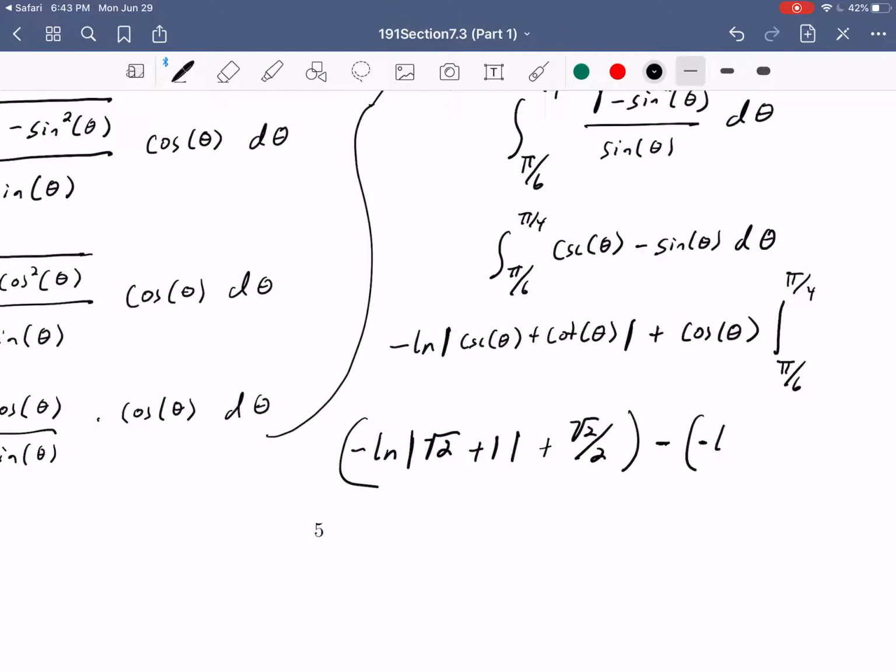So we would get negative ln absolute value. Cosecant at pi over 6, well, sine at pi over 6 is 1/2, so cosecant is going to be 2. And then cotangent at pi over 6, well, cotangent is cosine over sine, so that's going to be root 3 over 2 over 1/2, so it's root 3, so plus root 3. And then cosine at pi over 6 is root 3 over 2. So plus root 3 over 2.